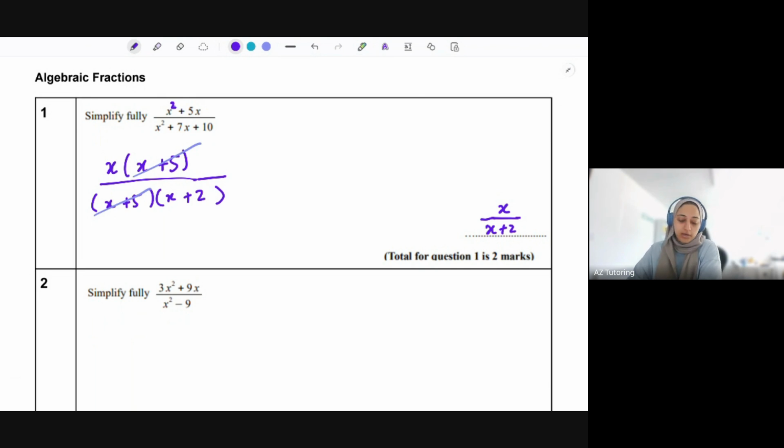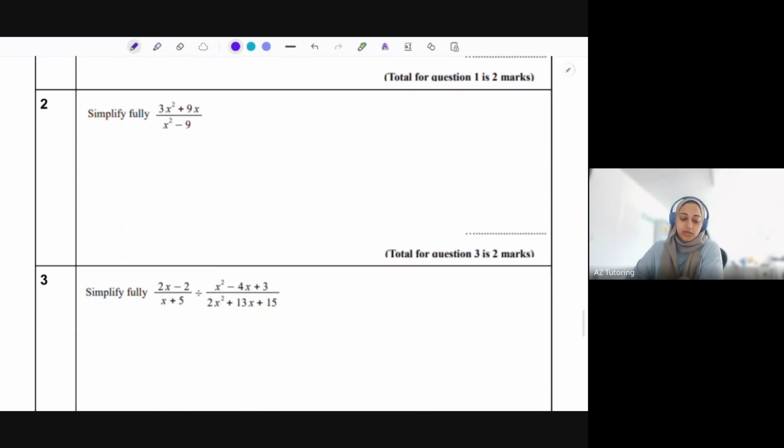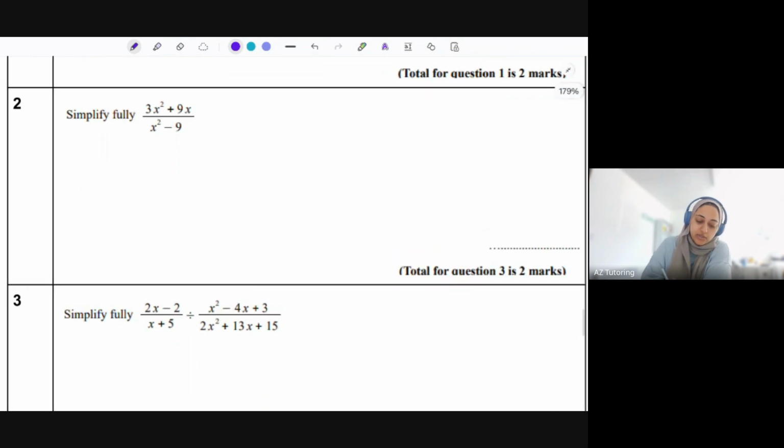Let's do part 2. Again, simplify fully this algebraic fraction. Let's factorize the top and bottom. The top, to factorize that, 3x squared plus 9x. So I can pull out a 3. I can pull out an x, just one maximum. Start my bracket. 3x times something gives me 3x squared is just x. 3x times x is 3x squared. Plus 3x times something gives me 9x. Well, 3 times 3 is 9, and we've already got the x, so we're done with that.